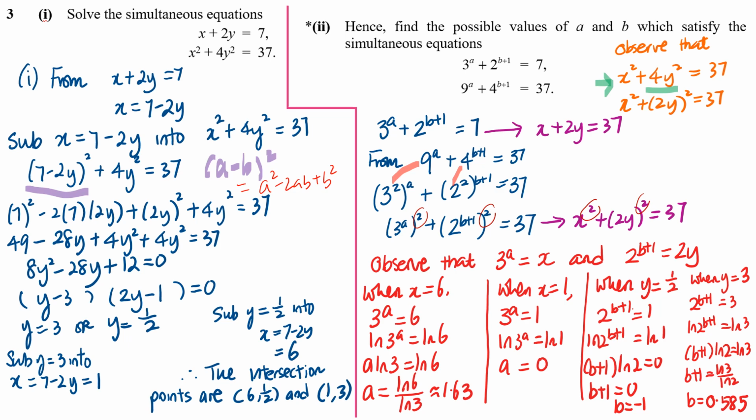There's a star beside part 2, which means it's rather challenging, so you have to be able to see the comparison. But before you see the comparison, I've already shown you how you can do some simple manipulations, so you can see the comparison and observe it clearer.